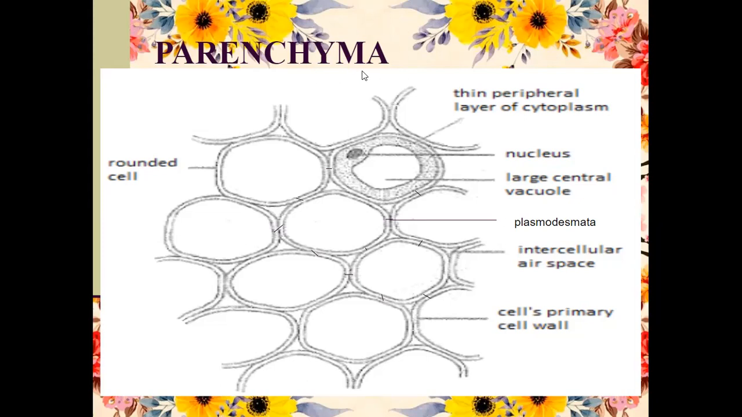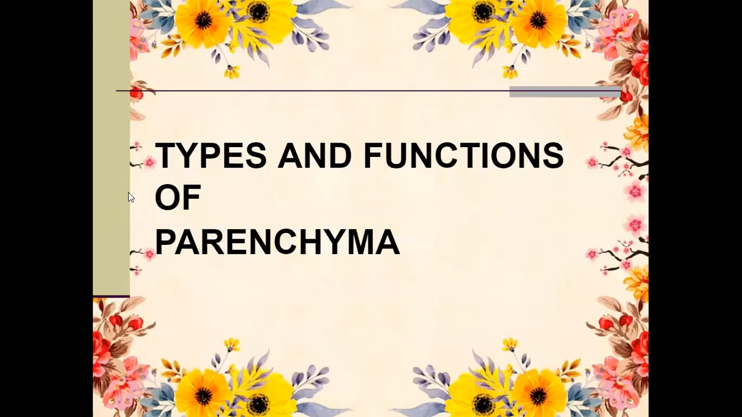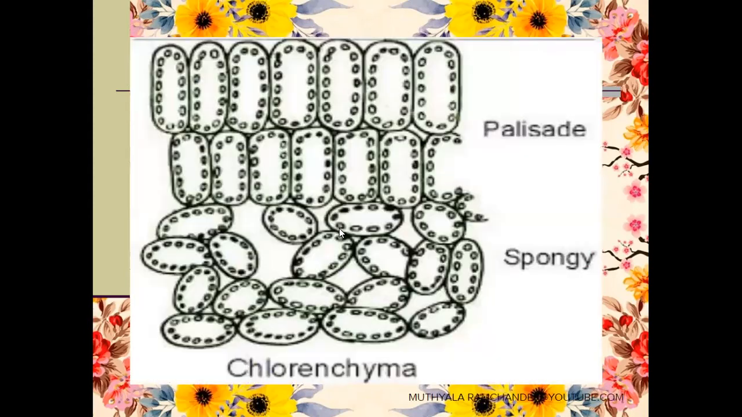The parenchyma helps in some types of functions in different types of plants. Here we discuss the types and functions of parenchyma, which are the following types. The first type of parenchyma is chlorenchyma.